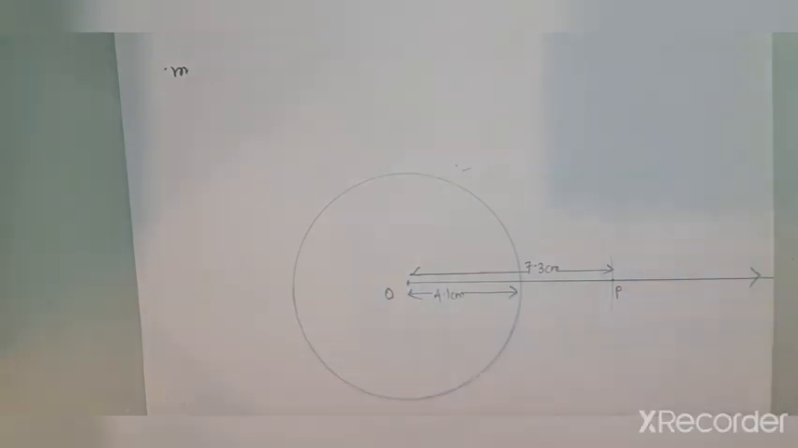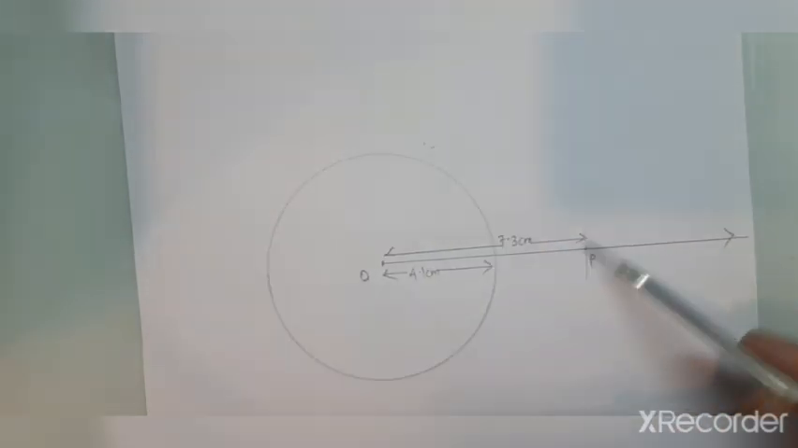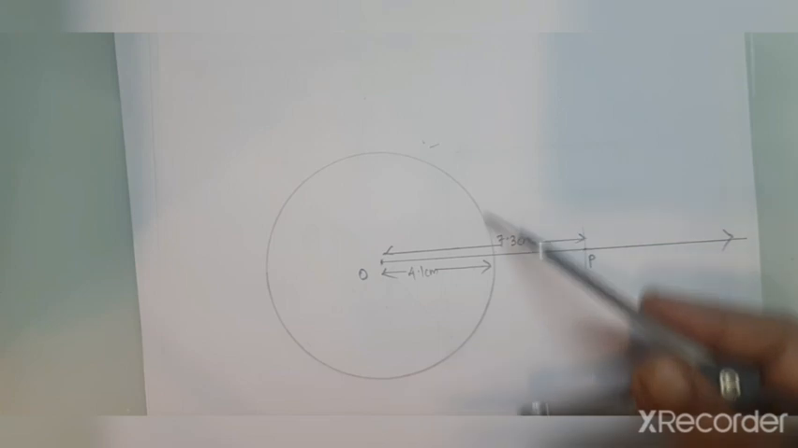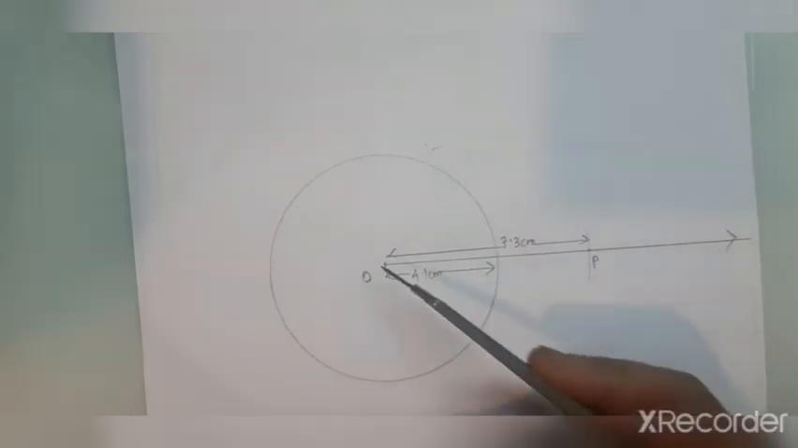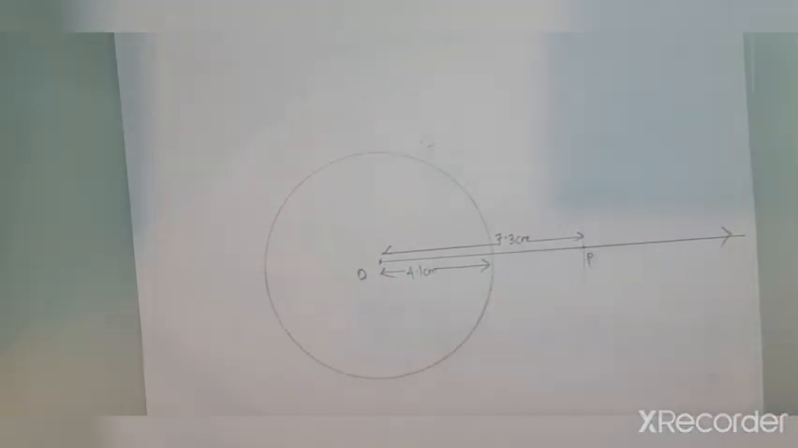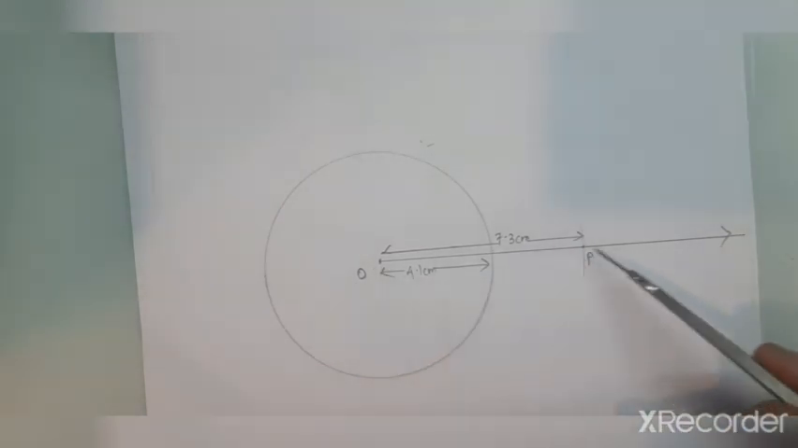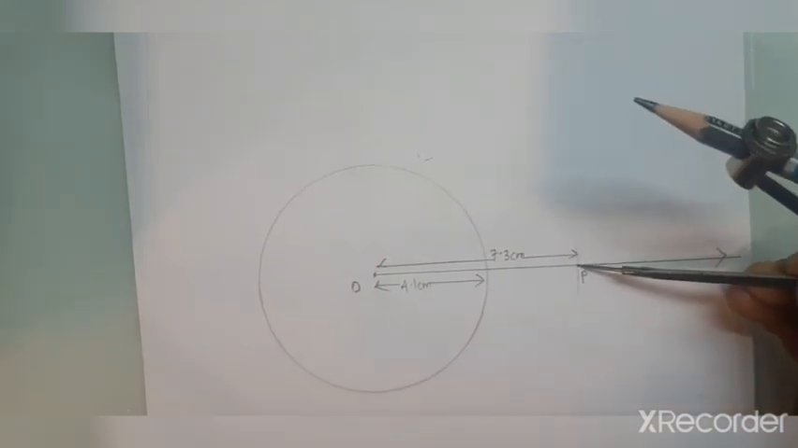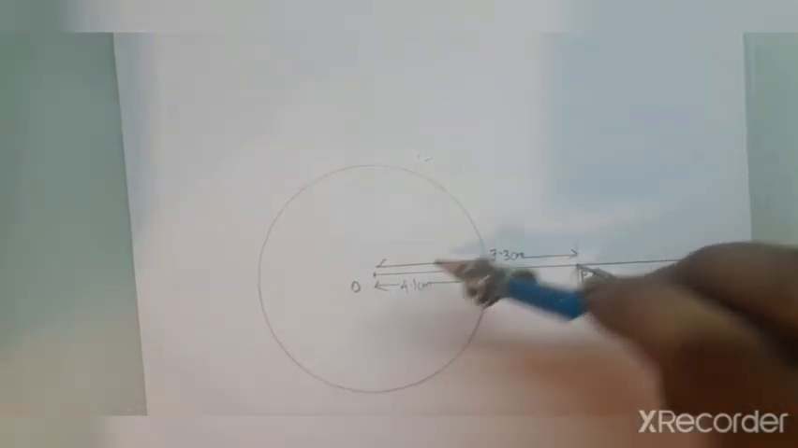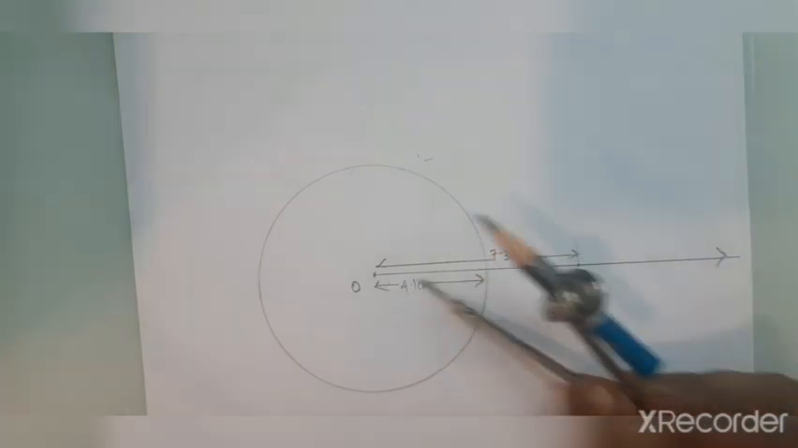Okay, now we have to draw tangents to the circle which will pass through this point P. Okay, so now before that, since we want tangent passing through P, we will first draw a perpendicular of OP. What is OP? OP is that 7.3 distance. So first we will draw a perpendicular to OP. For that, keep the pointer on O. Adjust the compass in such a way that it is more than half of OP.